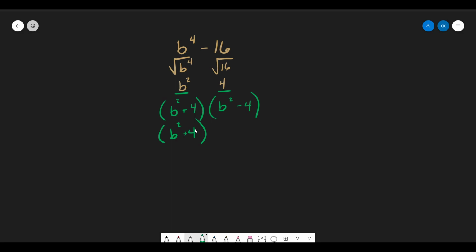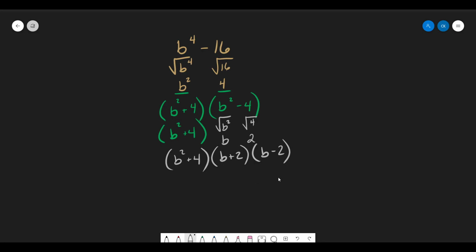But just like we did up top there, we're going to do the same thing down here. I'm going to take the square root of b squared, and that's b. I'm going to take the square root of 4, and that's 2. So as we see, they are both perfect squares. So I can refactor this whole second parenthesis to be b plus 2, b minus 2. But like we said, we can't forget the b squared plus 4 in front. So my final answer here is going to be b squared plus 4, b plus 2, b minus 2.